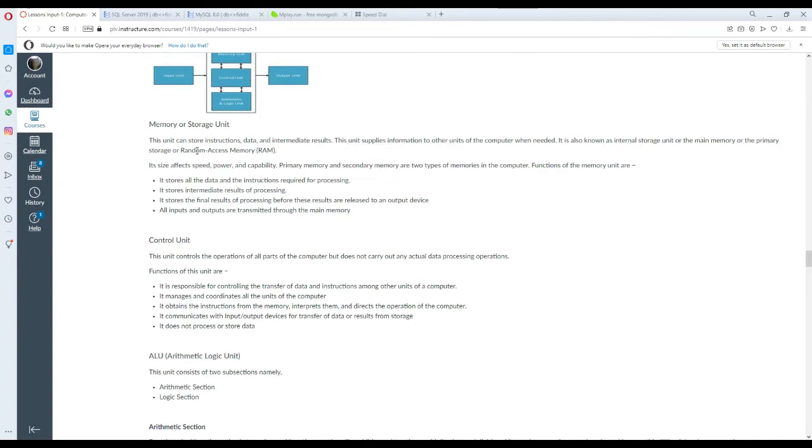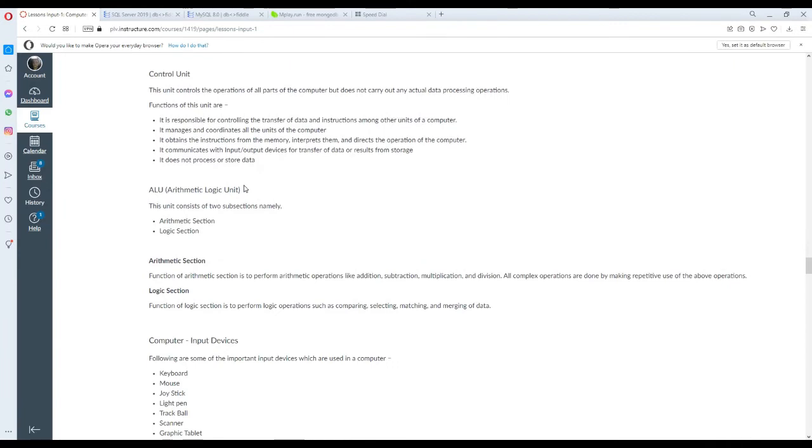So the purpose of the memory storage unit is to store all the data and instructions required for processing. It also stores the final results of the processing before they are released to the output device. The control unit controls all parts of the computer, okay, but does not carry out any actual data processing operations. The functions are controlling the transfer of data, coordinating and managing the units of the computer, and communicating with the input and output devices.